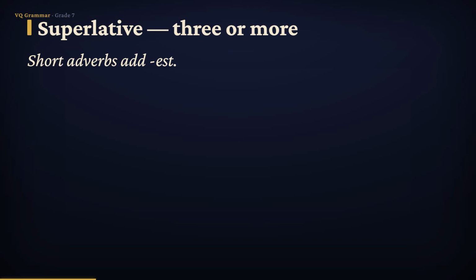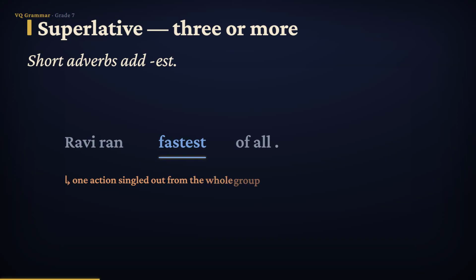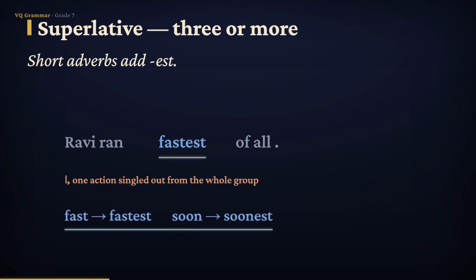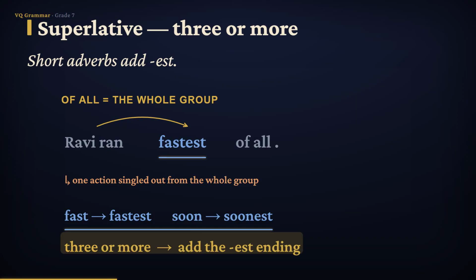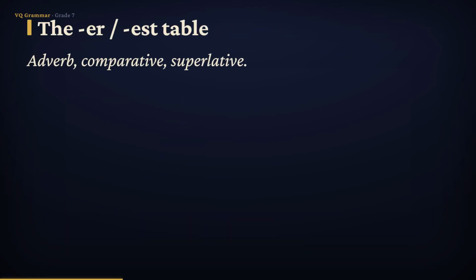Now the superlative form, the one that compares three or more actions. Here it is. Ravi ran fastest of all. When you single out one action from a whole group, you reach for the superlative. For most short adverbs, you build it by adding est. Fast becomes fastest. Soon becomes soonest. You're pointing to the one action at the very top or bottom of the group. Three or more actions, the est ending. That's the superlative.